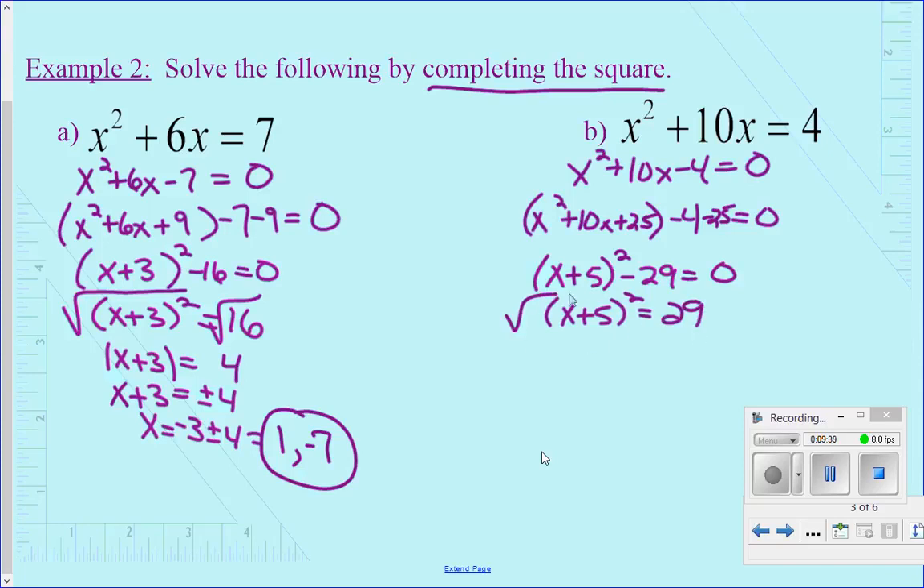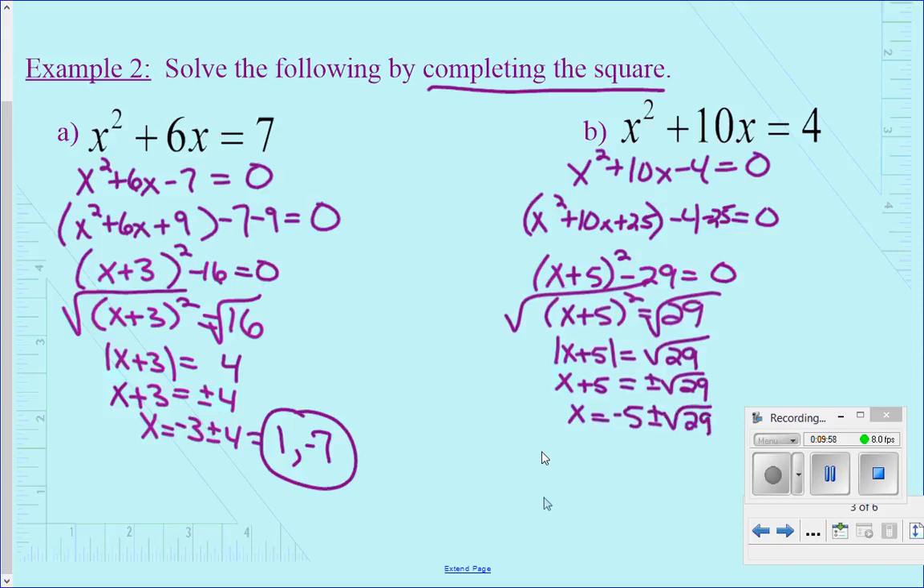And now I'm ready to take the square root of each side. So I have the absolute value of x plus 5 is equal to the square root of 29, which does not simplify. So to remove the absolute value, I'll make my solutions plus or minus. And last, I'll subtract 5. So negative 5 plus or minus the square root of 29 are the two solutions for x. That one would not have been factorable at the very beginning. So we would have to use a different technique, either like we did here, completing the square, or the quadratic formula would also work.